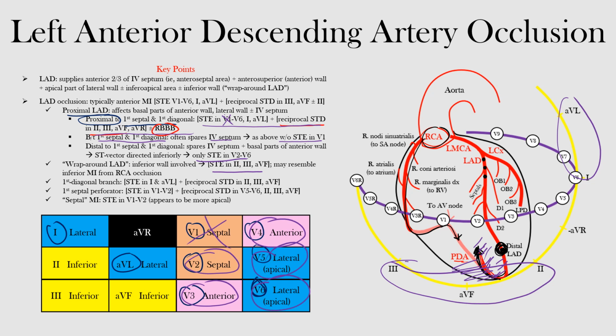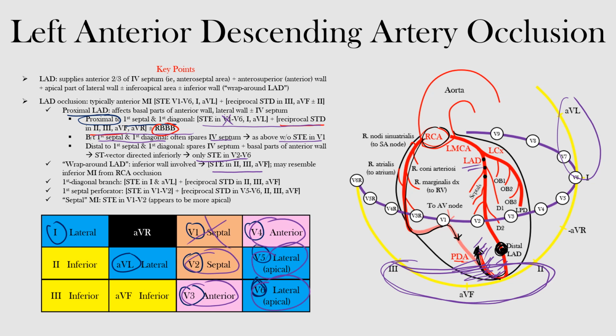Okay, so hopefully that makes sense. But notice this is still involvement of the LAD. This is a wraparound LAD. So that's something to consider if you see an inferior infarct. Always keep that one in mind, that this patient may actually have a wraparound LAD that's supplying the inferior wall and be the one that's involved in this case.